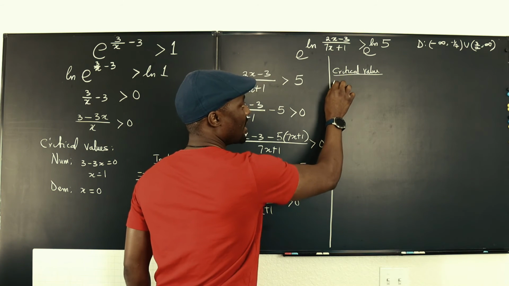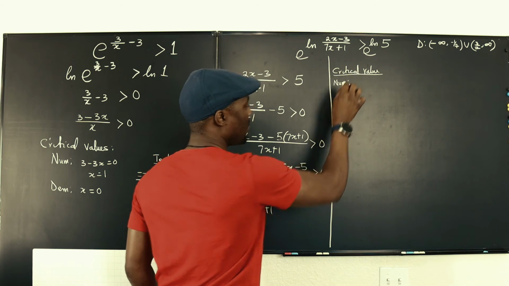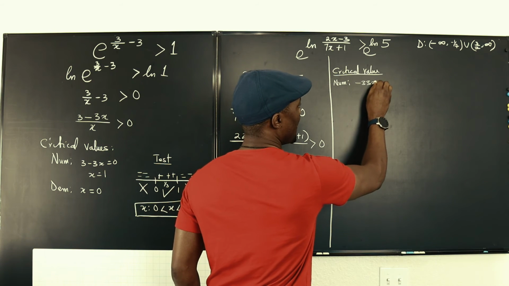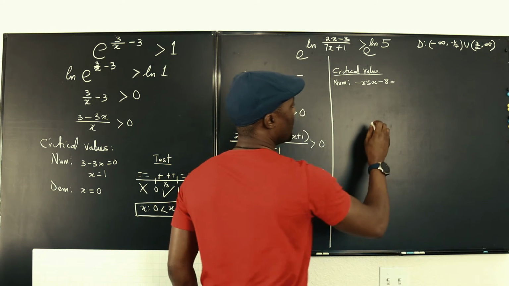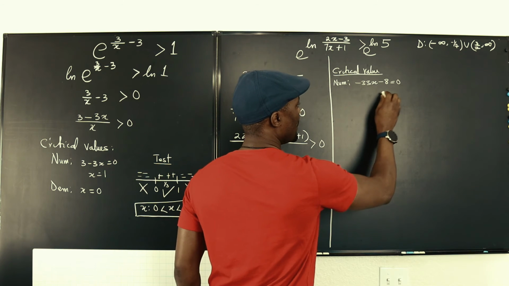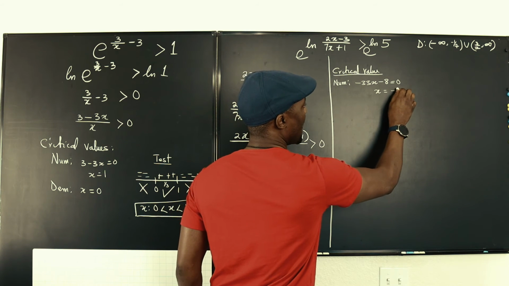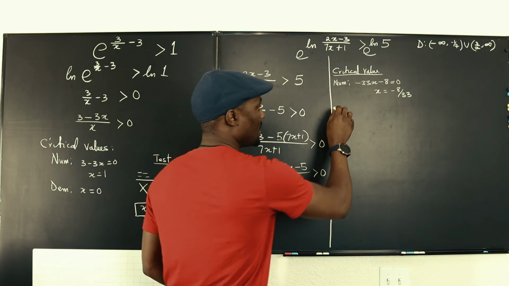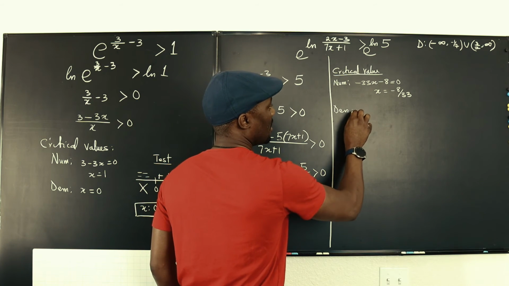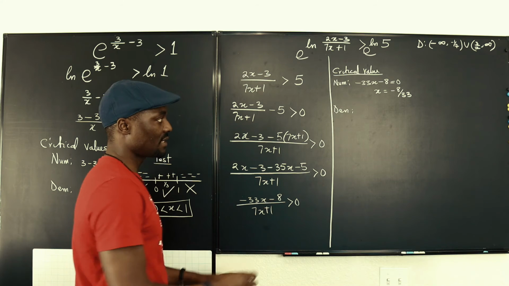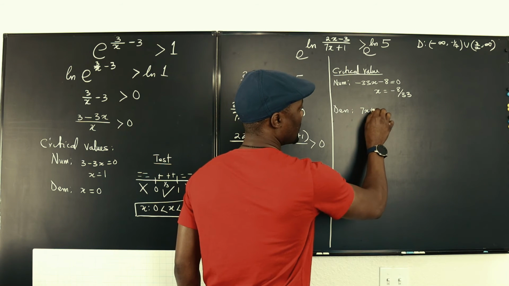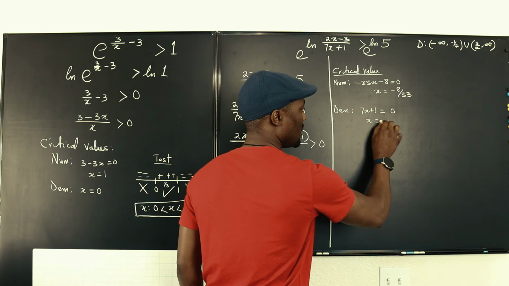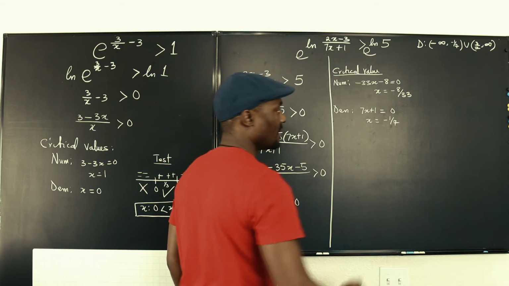This will help you. Just write numerator. The numerator is negative 33x minus 8. So negative 33x minus 8 is equal to 0, which means x is going to be negative 8 over 33. Okay, for the denominator, it's going to be 7x plus 1. 7x plus 1 equals 0, and that makes x equal negative 1 over 7.